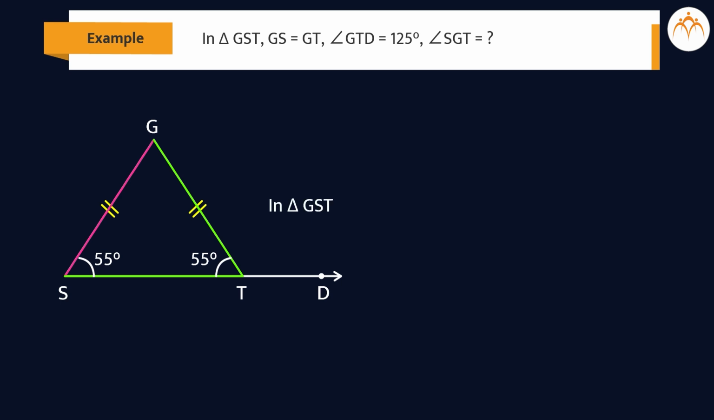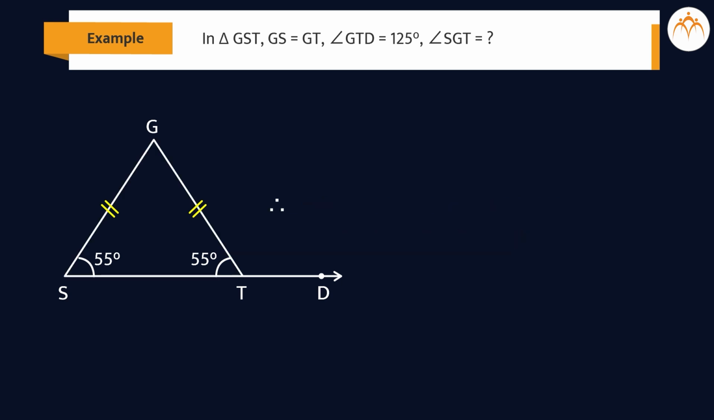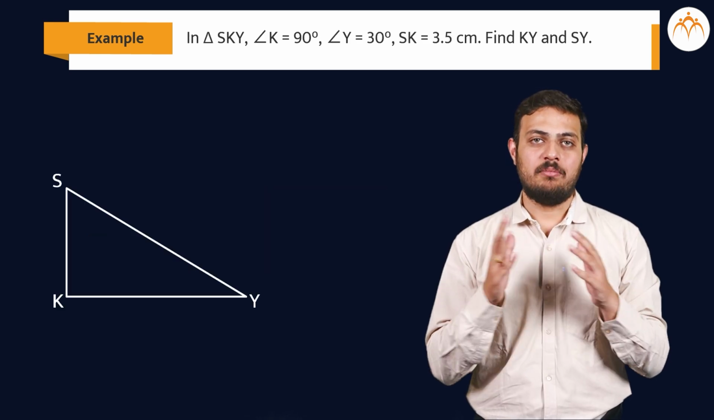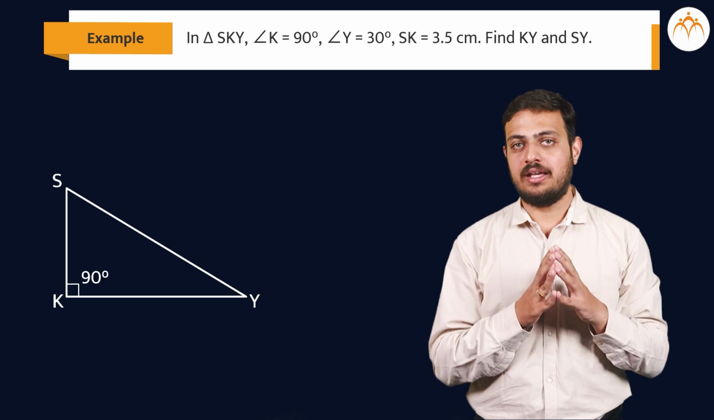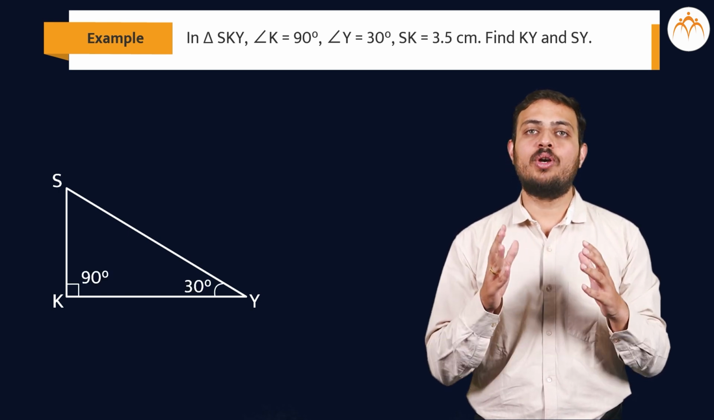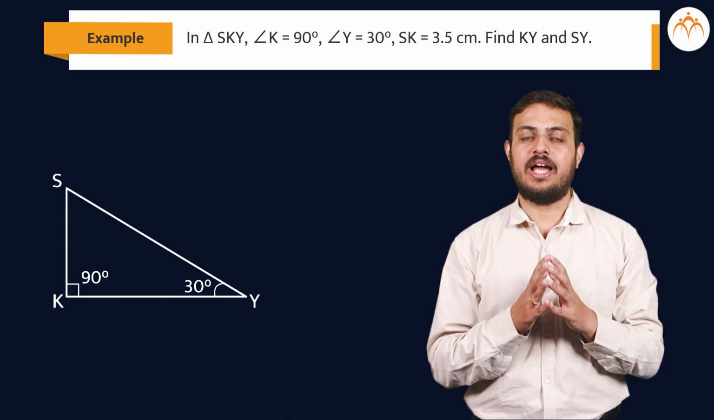In triangle GST, measure angle SGT plus measure angle GTS plus measure angle GST is equal to 180 degrees, sum of interior angles of a triangle. Therefore, measure angle SGT is equal to 70 degrees. In triangle SKY, measure angle K is equal to 90 degrees, measure angle Y is equal to 30 degrees, SK is equal to 3.5 centimeters, then find KY and SY.